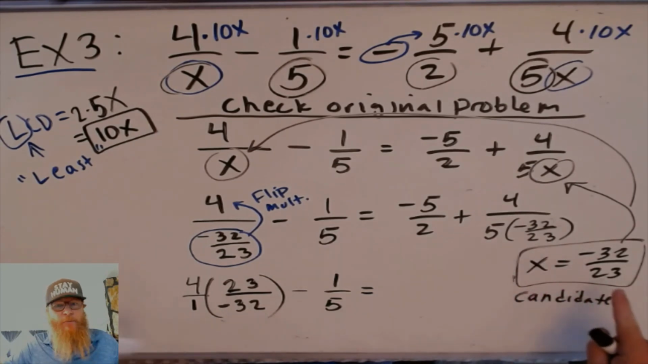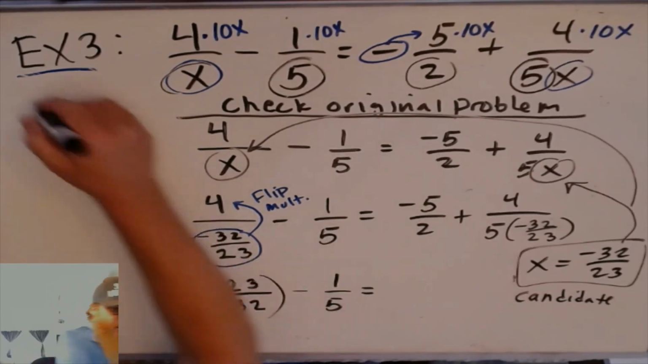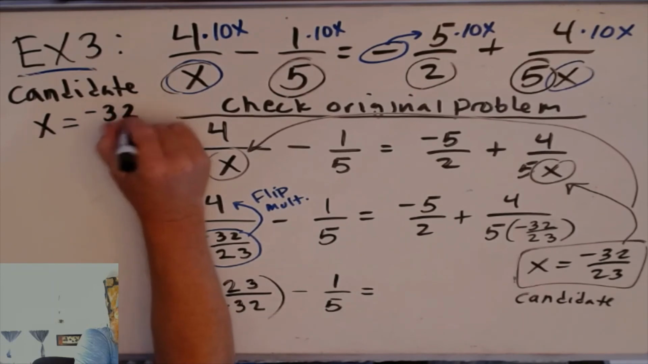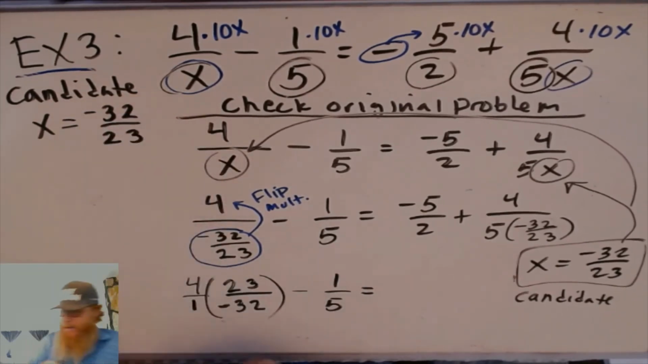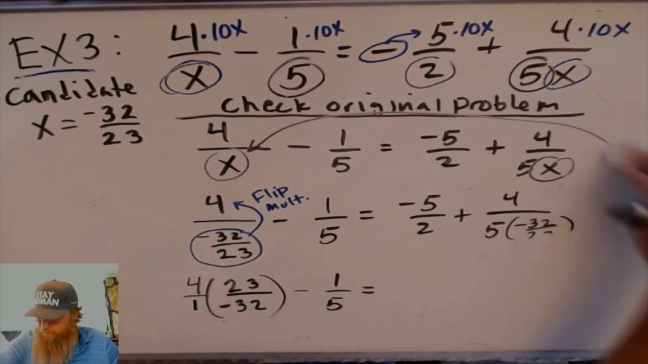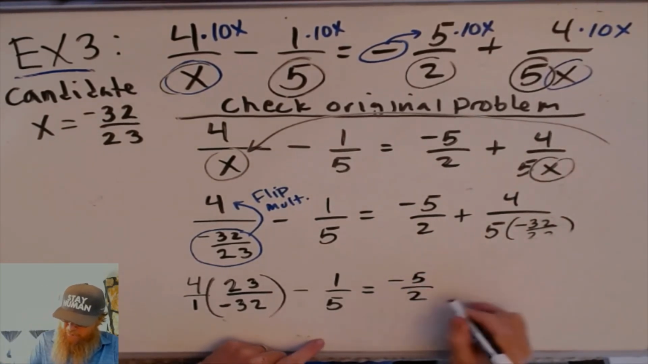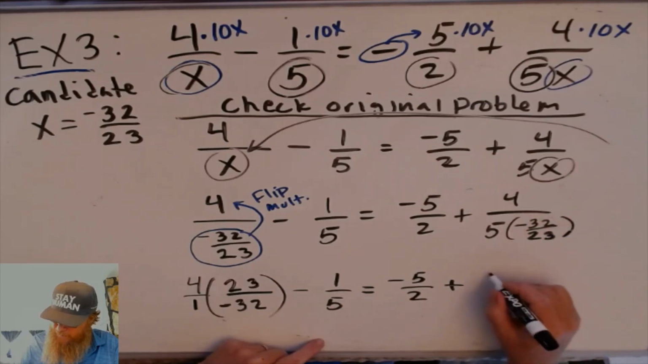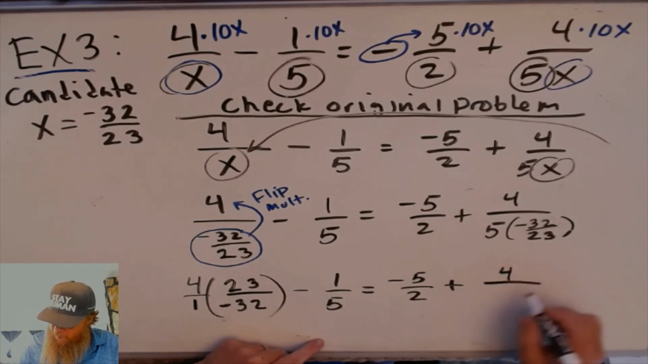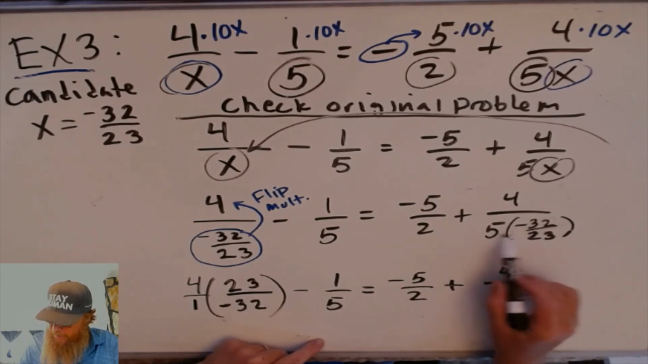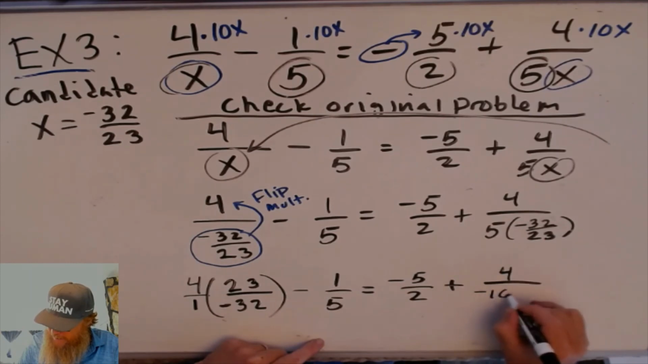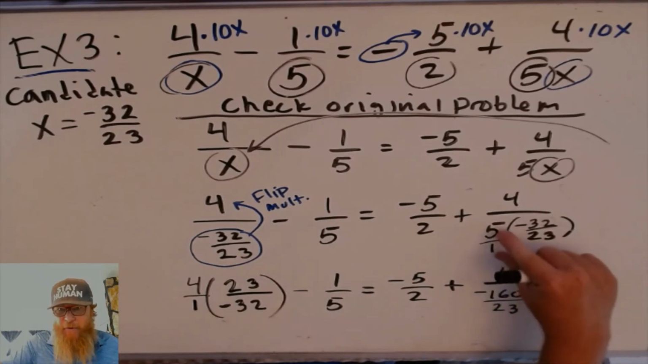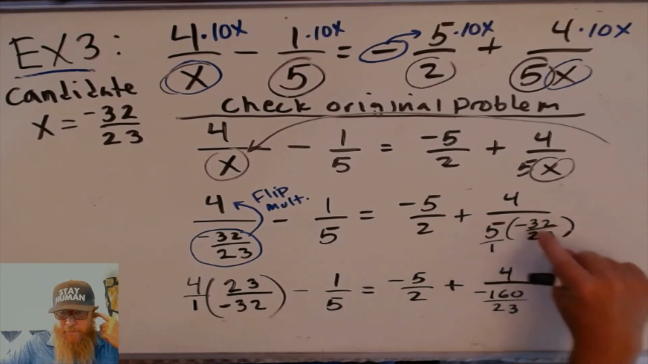I need the space right here, so I'm going to just put candidate up here. And then I can erase this. All right, so I got negative 5 over 2 plus 4 over... what is that? That's a negative 160 over 23. Yeah, this is a 5 over 1 I'm multiplying across.